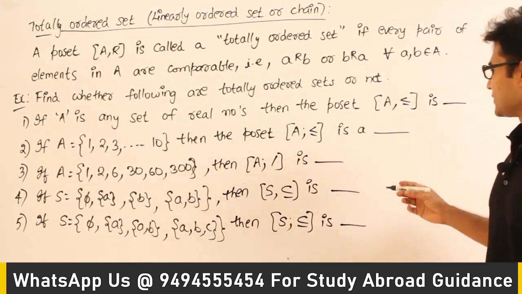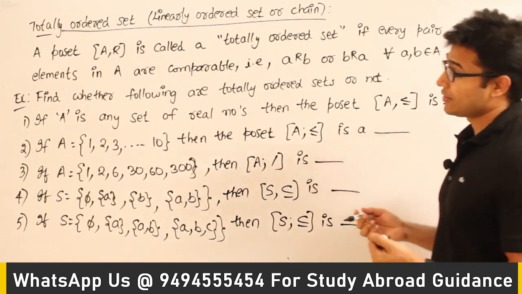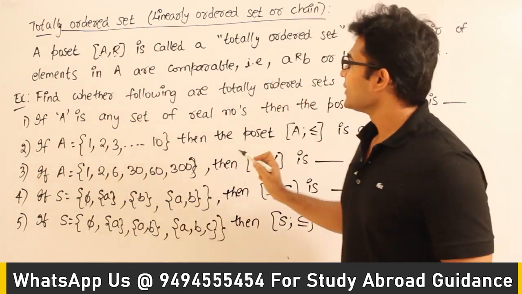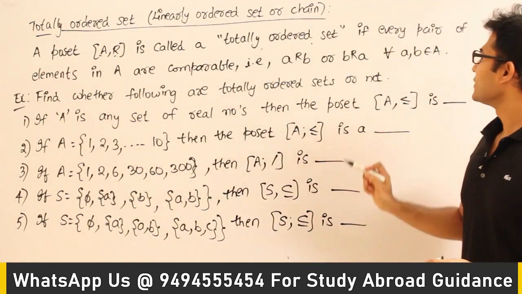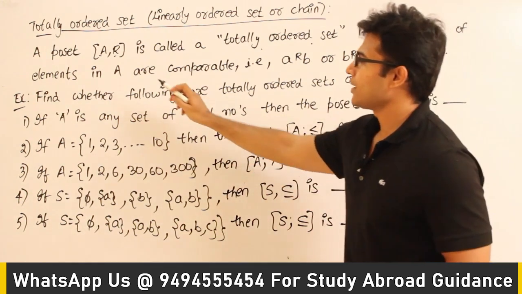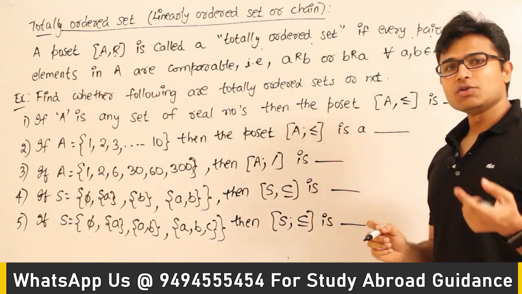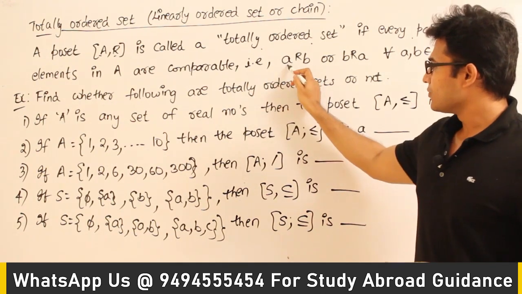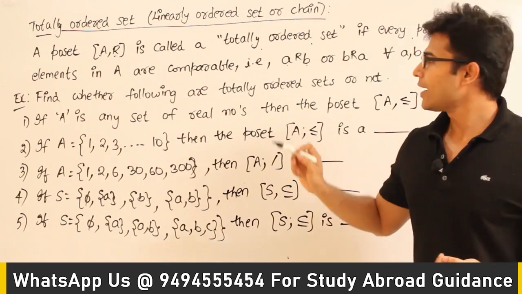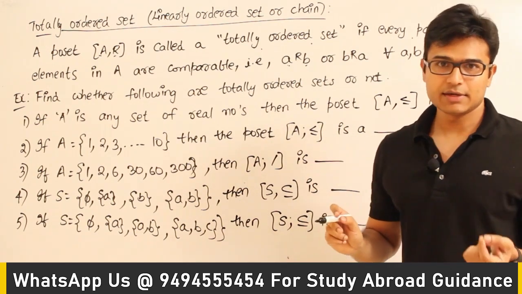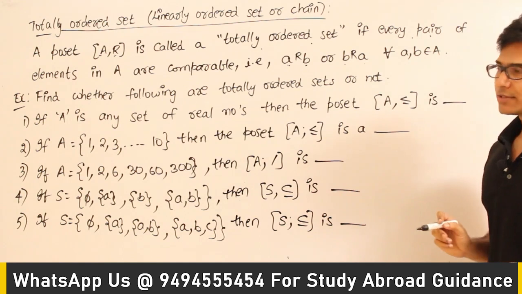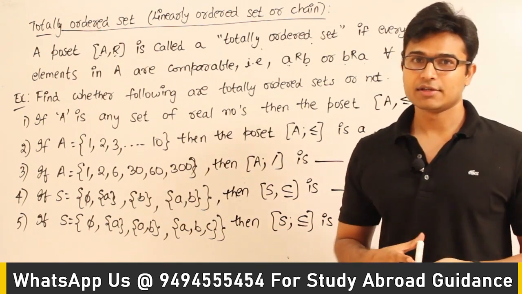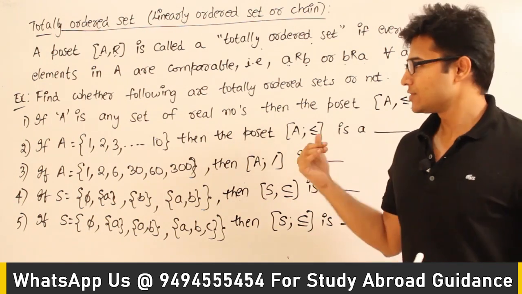So what I mean to say is, if you have a set capital A like this, and if you have a relation capital R, then it is called a totally ordered set if every pair of elements in capital A, which means you take any two elements in capital A, they are comparable. Which means, if A, B belongs to capital A, either (A, B) should be present in the relation or (B, A) should be present in the relation. For every pair, if this is happening, then we can say that it is totally ordered. With some examples, I'll explain you.